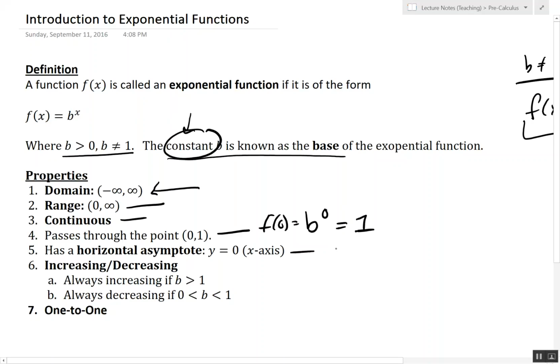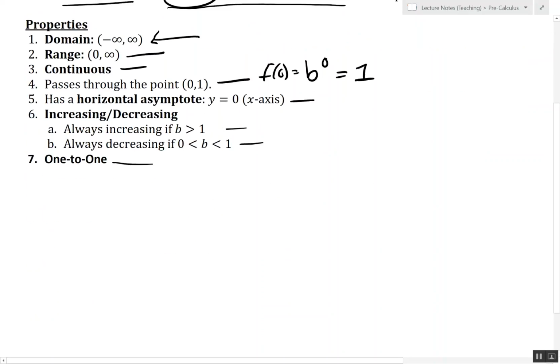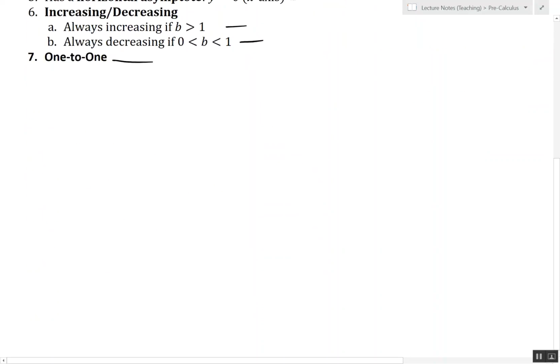We'll always have a horizontal asymptote on the x-axis. If b is greater than 1, we will be increasing. If b is between 0 and 1, it's decreasing. And then these functions are always 1 to 1. So, I really want to talk about these graphs. To plot these, you just plot the powers of the integer values. That's not very hard, so I'll leave you to read that in the book. But you actually should really know the general shape of these graphs.